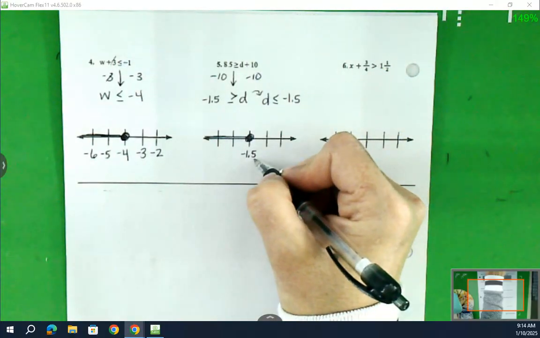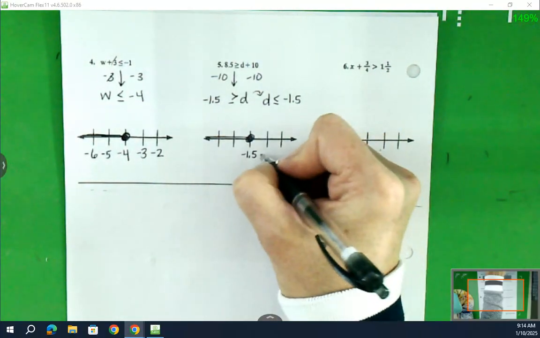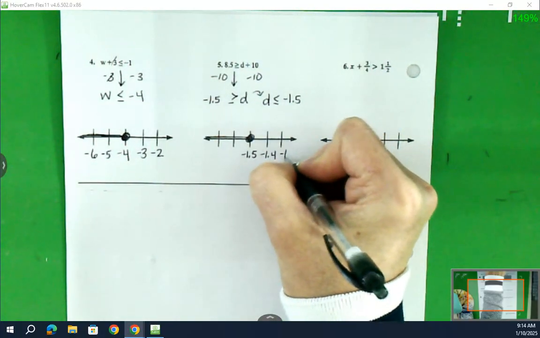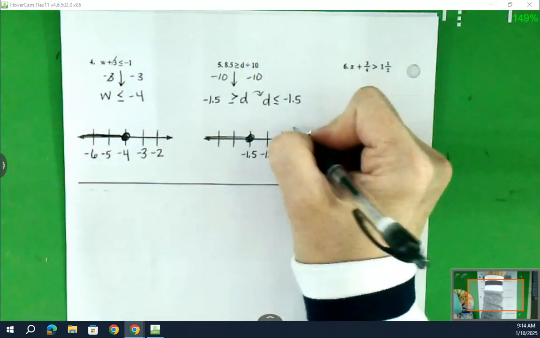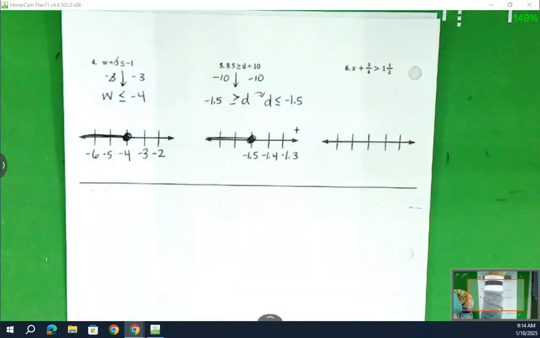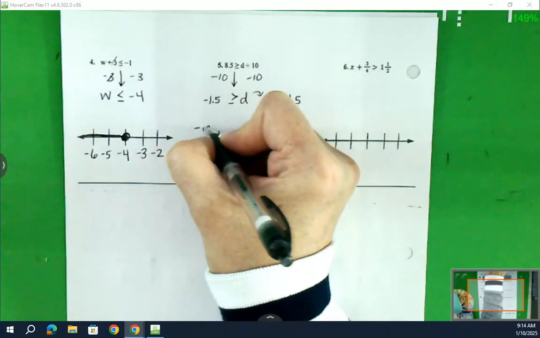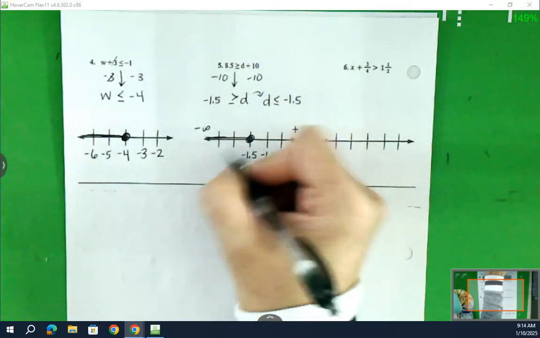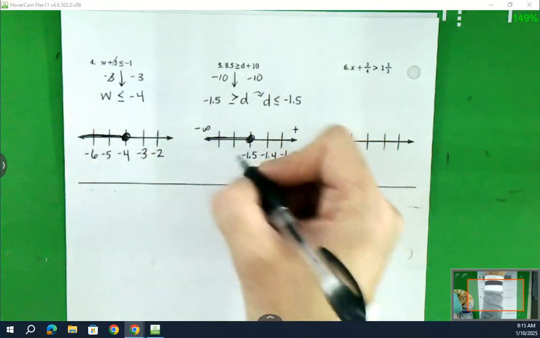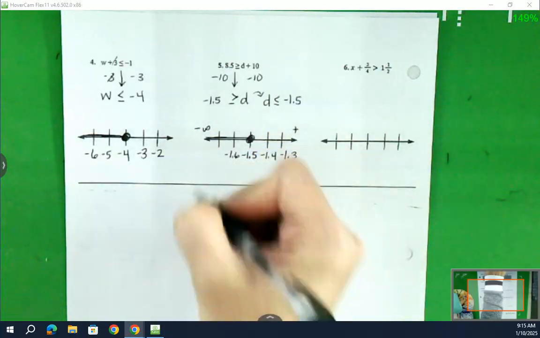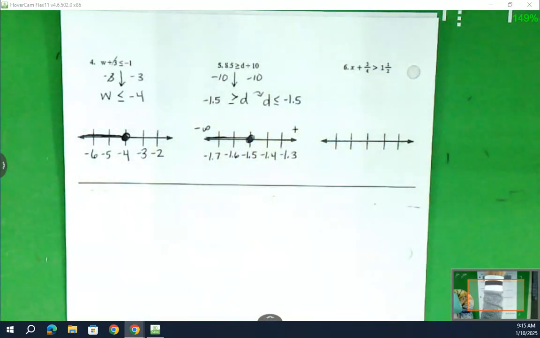So we're going to add a tenth going to the right. So this will be negative 1.4, negative 1.3. Less negative means more positive. And then here we're going to have negative infinity. So we're going to subtract a 0.1. So this will be negative 1.6, and this will be negative 1.7.